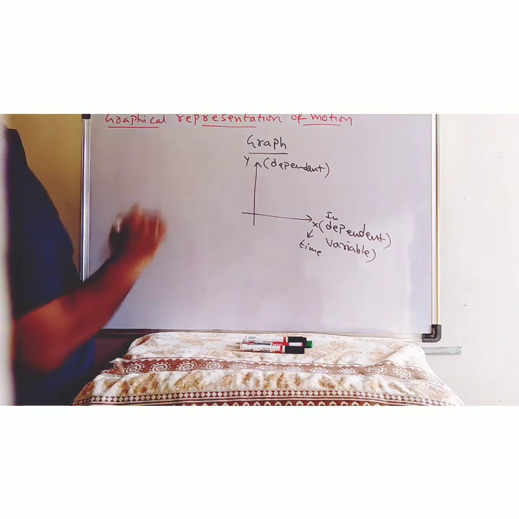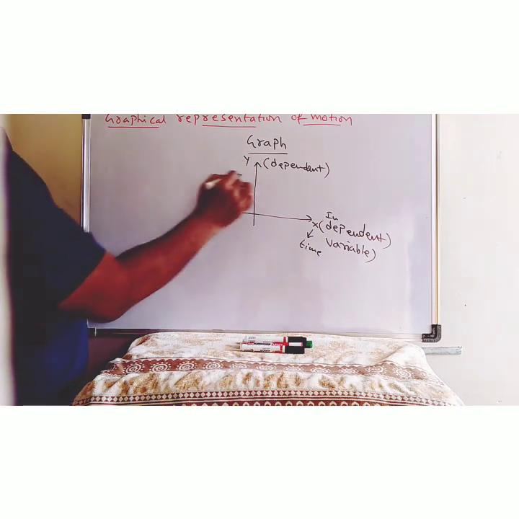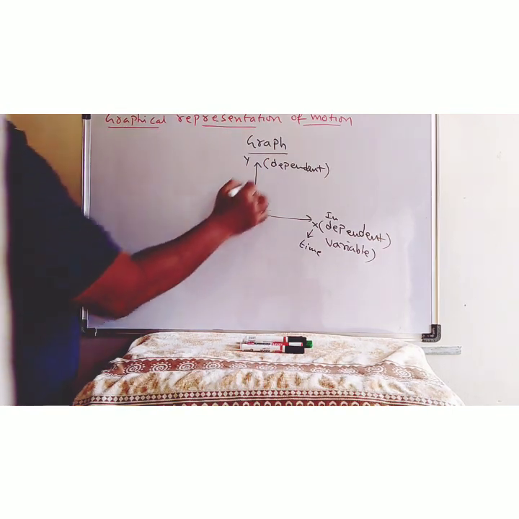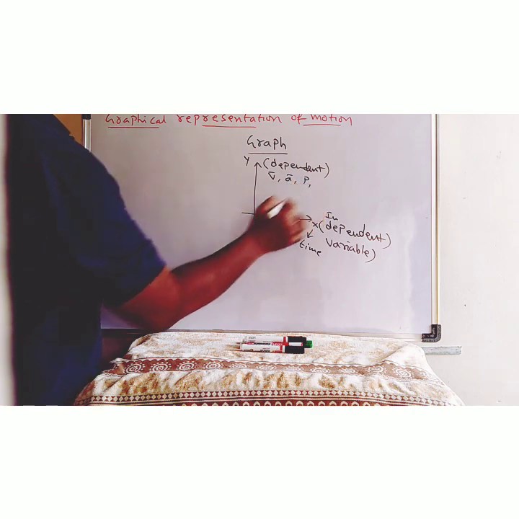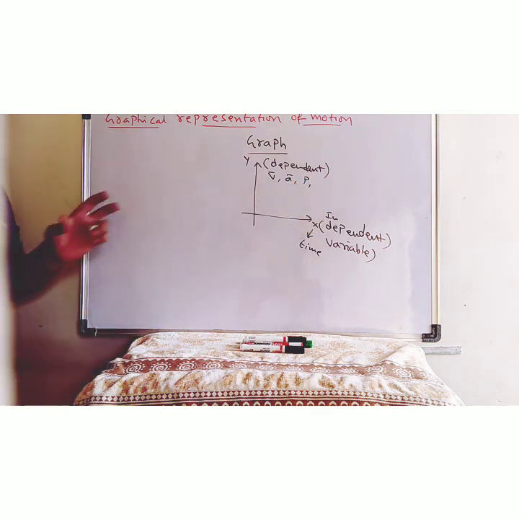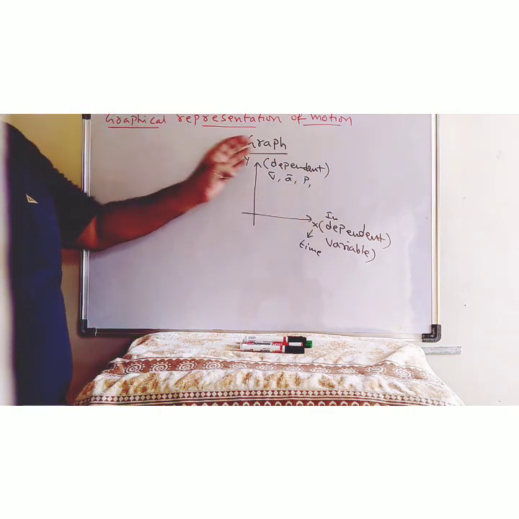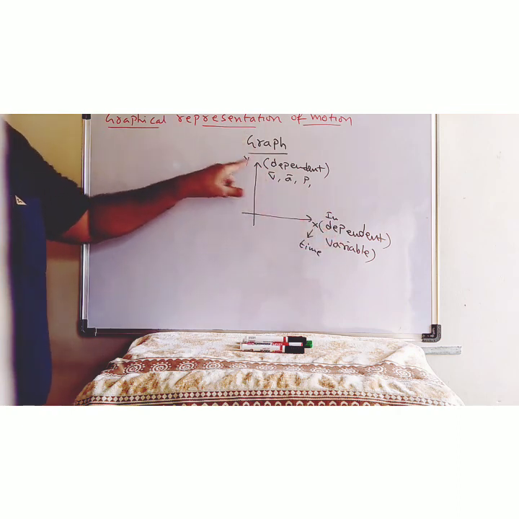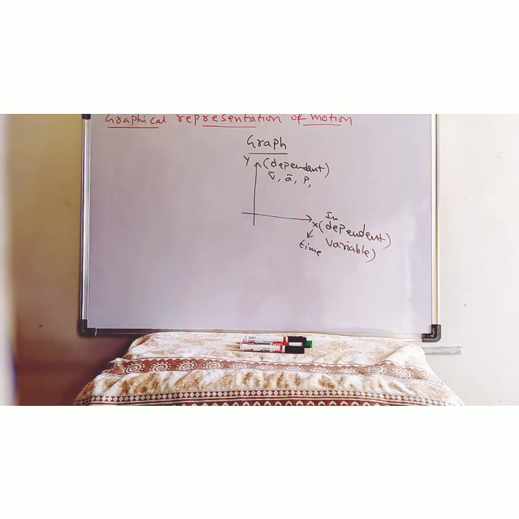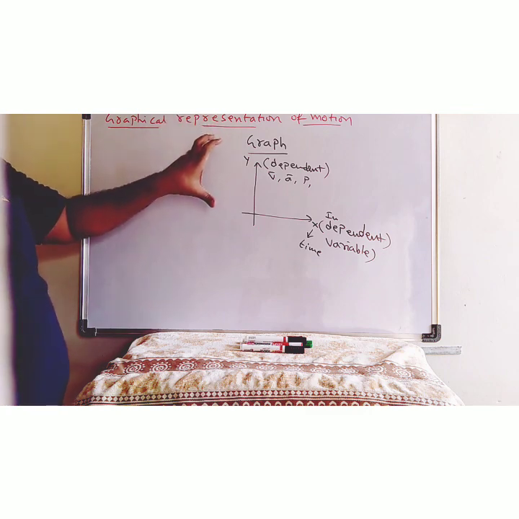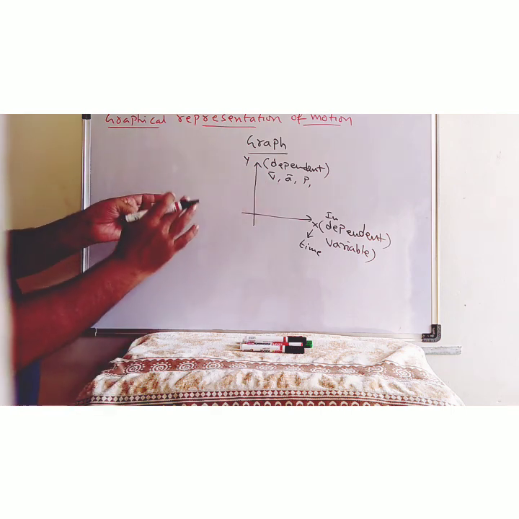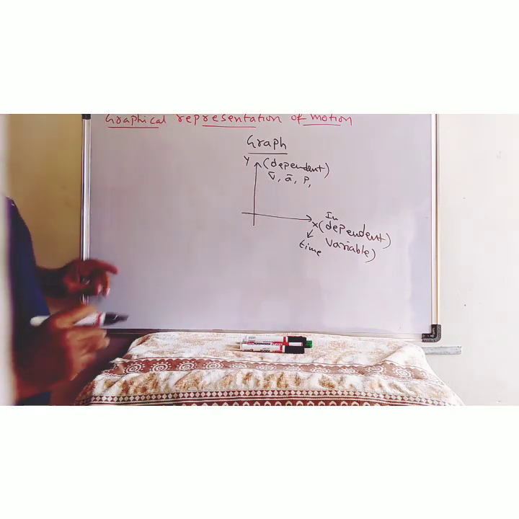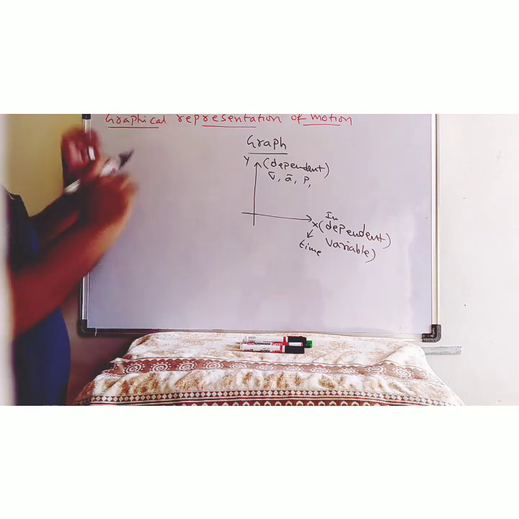If you look at the y-axis, on the y-axis we'll keep the dependent variable. Dependent variable means things like velocity, acceleration, pressure. All the things which are variable and depend upon the independent variable, we'll keep on the y-axis. Okay, so this is called a graph. A graph is important because based on the graph we can represent the entire change in a simple diagram. That is the basic purpose of the graph.